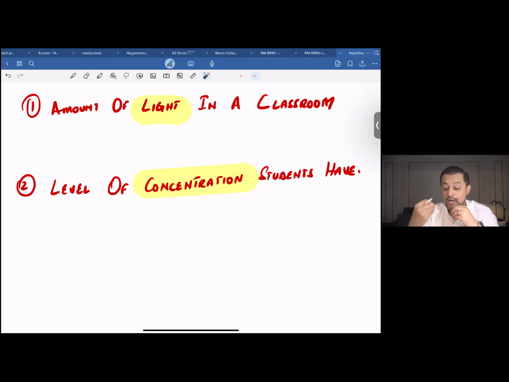I'm not elaborating, I'm not further specifying that the increase in light would increase or decrease the concentration level. I'll say it for the third time. If I say the amount of light in a classroom would affect the concentration level of students, this is an example of a two-tailed hypothesis, also referred to as a non-directional hypothesis.